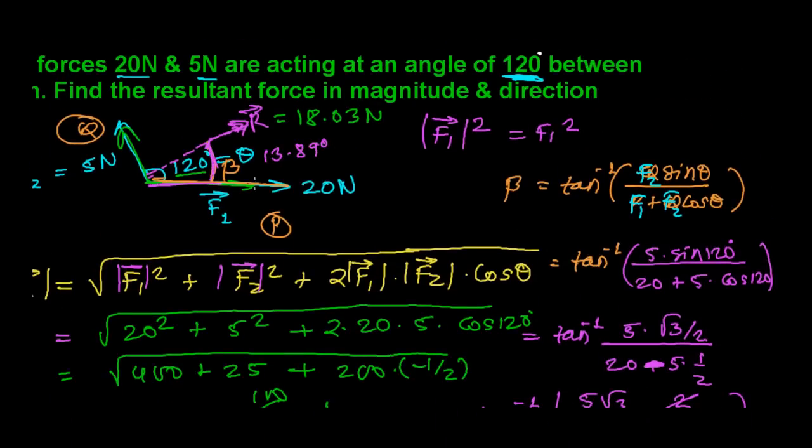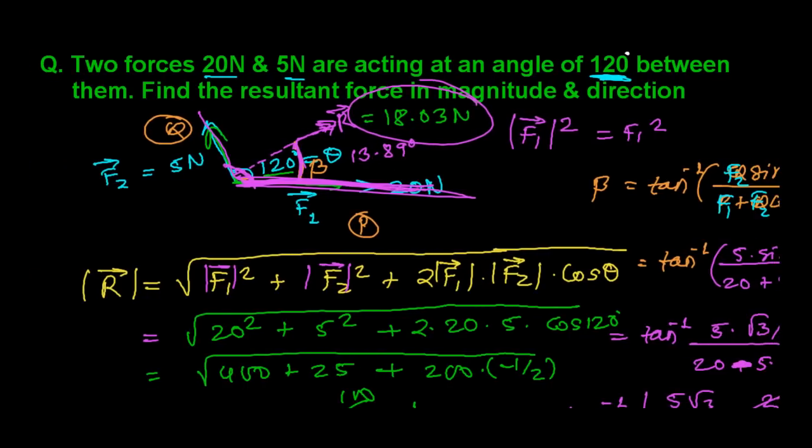So the resultant is making an angle of 13.89 degrees with respect to the first force, with a magnitude of 18.03 Newton. This is how, when a force of 20 Newton and a force of 5 Newton act at an angle of 120 degrees, the resultant has a magnitude of 18.03 Newton at an angle of 13.89 degrees with respect to the first force. This is how we solve a very simple question based on the triangle law of vector addition.